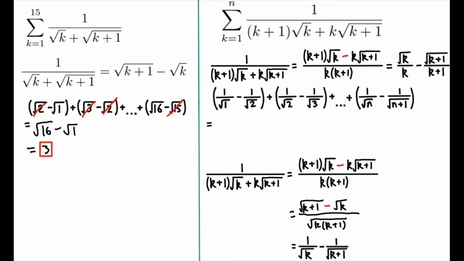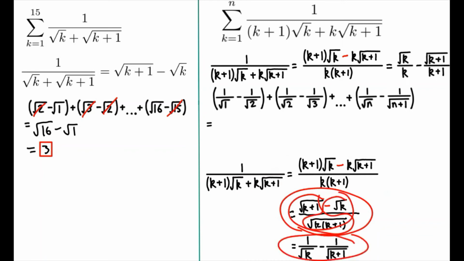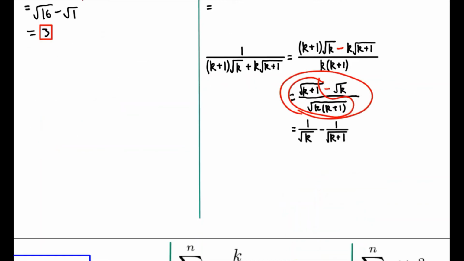Another way to do this is to have the same thing, but we divide square root of k times k+1 into everything. We're left with this, and when separating into separate fractions, we get 1 divided by square root of k minus 1 divided by square root of k+1, which are both the same thing. So you can use whatever method you'd like.